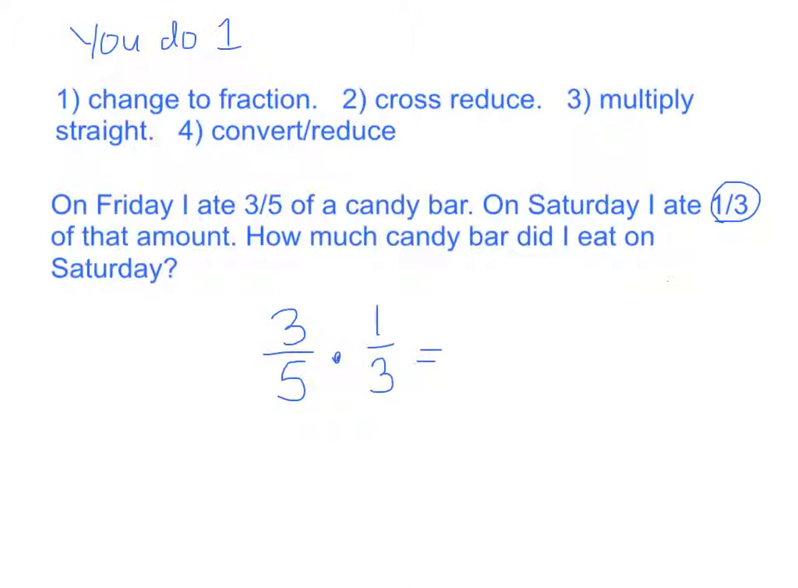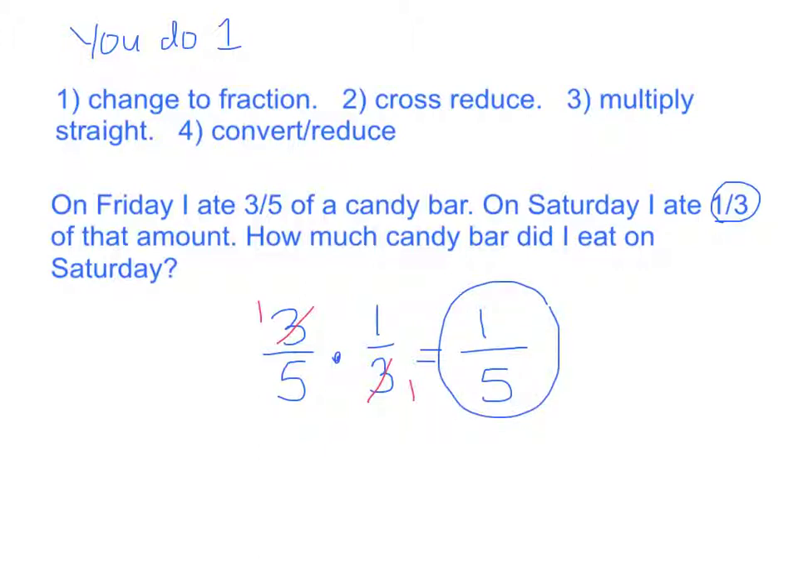So I'm going to use my steps: change to fractions, that's a fraction, cross reduce. Nothing goes into both 1 and 5, but 3 goes into both of those. 3 goes into 3 once, and 3 goes into 3 once. Multiply straight across. 1 times 1 is 1, and 5 times 1 is 5. So I ate 1/5 of the candy bar.